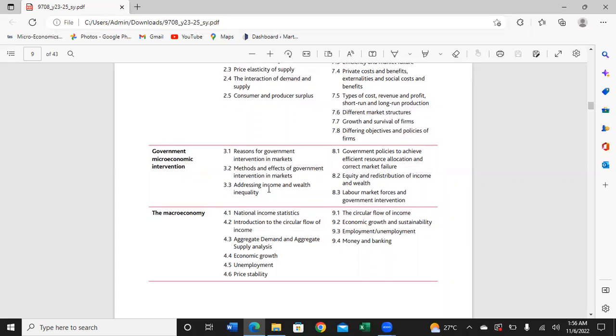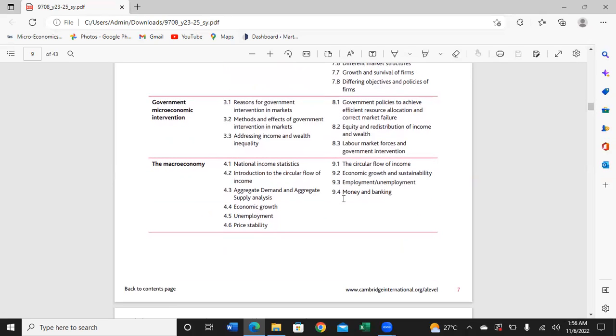Here, this topic, income inequalities, was previously in A2. Now it is shifted to AS level, where we are going to study the Gini coefficient and Lorenz curves, which were previously part of the A2 exams. Now they have shifted it to AS level. In the parallel line, we see government policies to achieve efficient resource allocation and correct market failure, equity and redistribution of income and wealth, and again labor markets, market forces and government intervention.